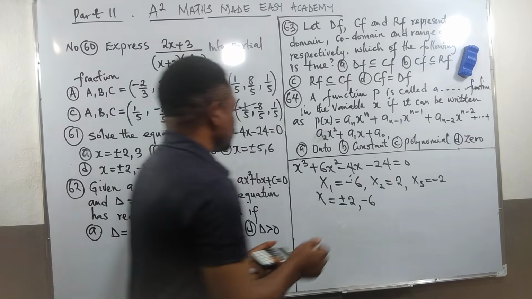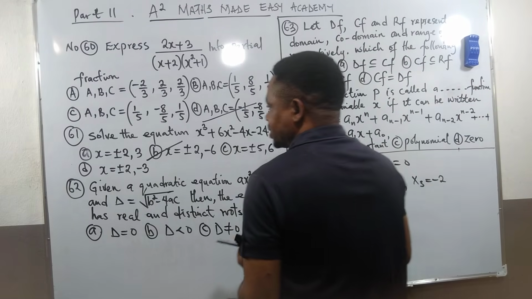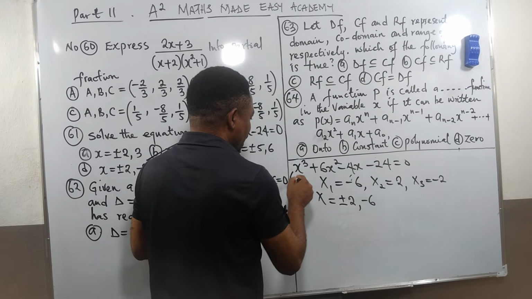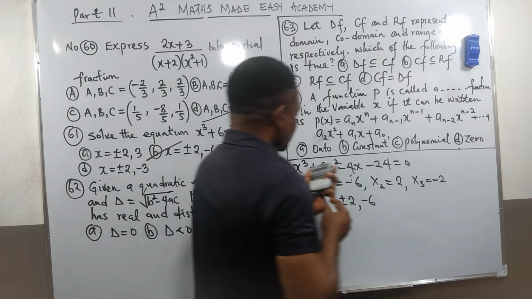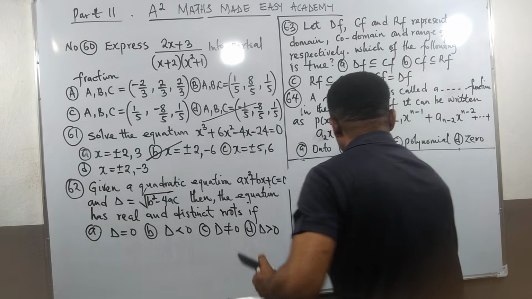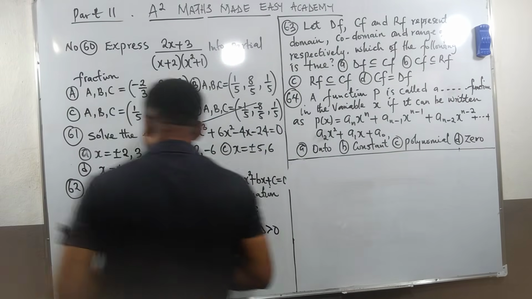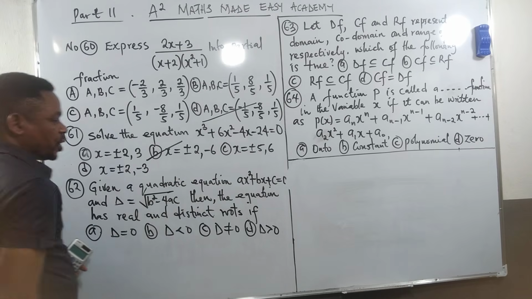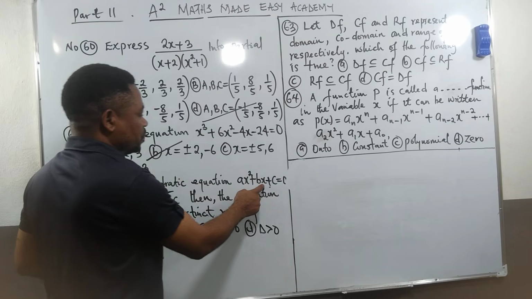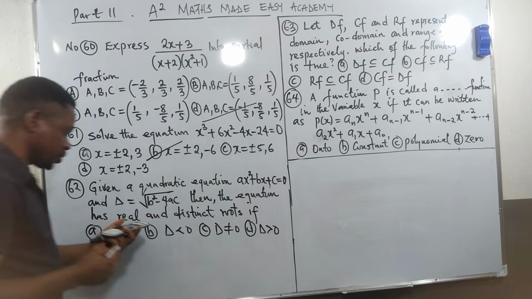Now, let's move to question number 62. Are you ready? Watch. Given a quadratic equation, ax squared plus bx plus c equal to 0. Now, what is the question?